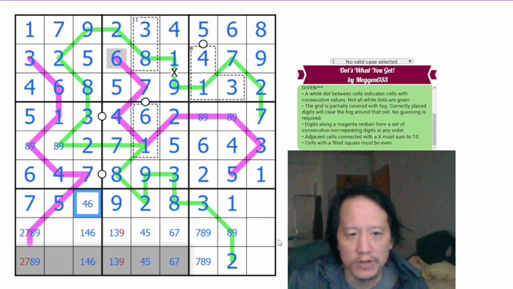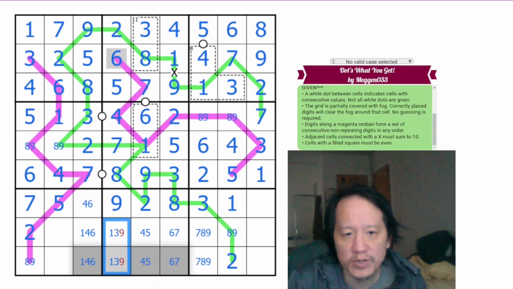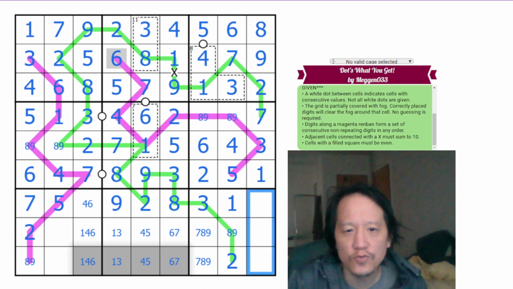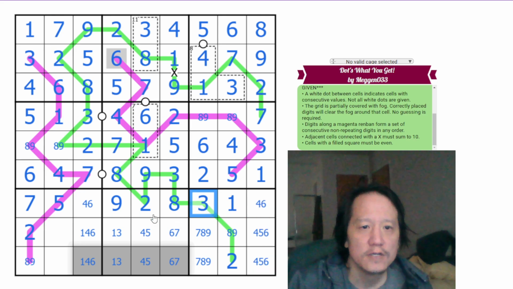This can't be 1. This can't be 2 or 7. So this is the only place for 2. So this is 2. We have 8 and 9, 8 and 9. This obviously can't be 9. One of these is 7. This is 8, 8 and 9. So this is 4, 5, and 6. So this is 4 or 6. This is 4, 5, or 6.